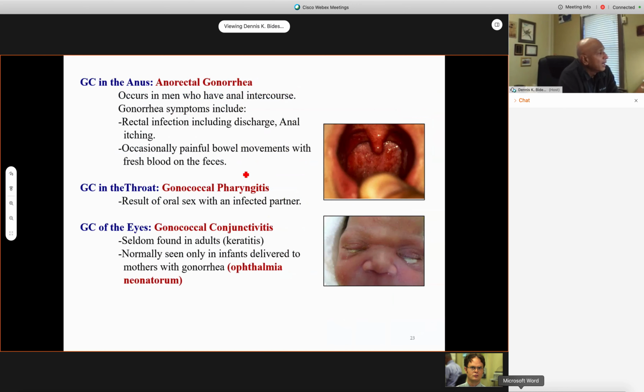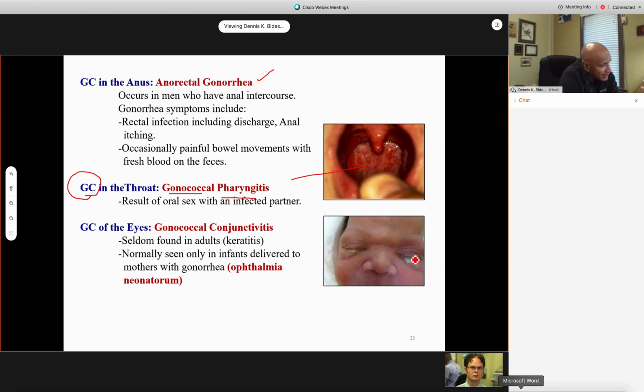Anorectal gonorrhea. Again, we see this in people who have anal intercourse. So that's not so uncommon, by the way. GC stands for gonorrhea, or gonococcus. It's the same thing. If you see this term, GC or gonococcus, it refers to Neisseria gonorrhea. Pharyngitis, in people who practice oral sex. Just imagine somebody has gonorrhea. You know what can happen. So here's an individual who has oral or gonococcal pharyngitis.